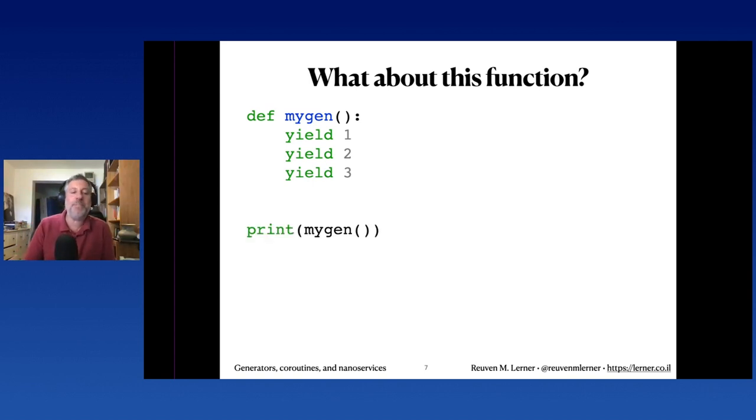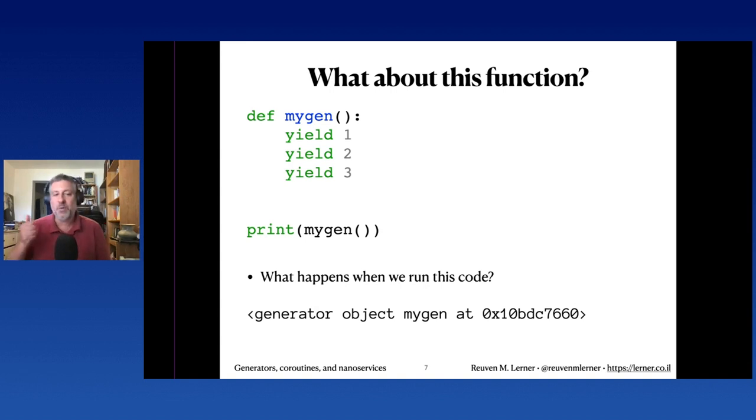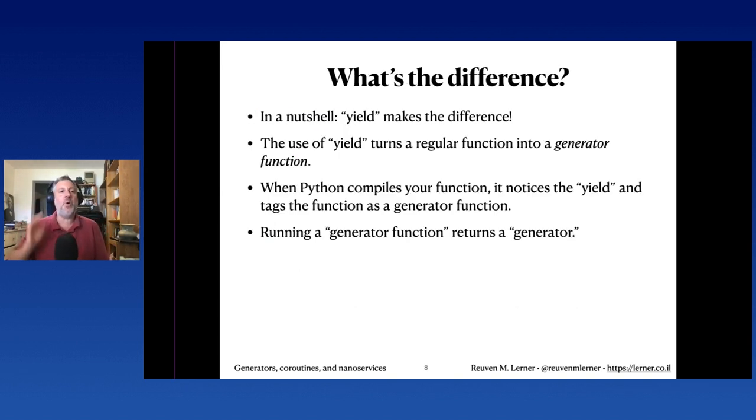So what's going to happen now when I call my gen and I run print on it? What are we going to get back? What happens when we run this code? And here's the amazing thing. We don't get one, we don't get two, we don't get three. Rather, we get this generator object. And so yield makes the whole difference here.